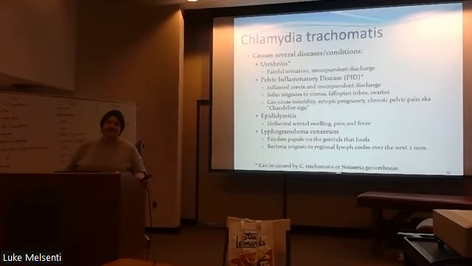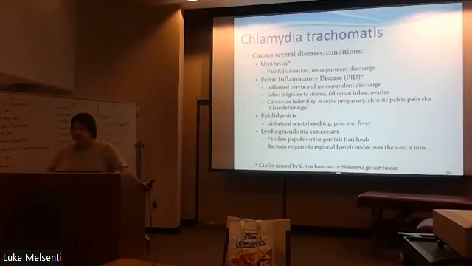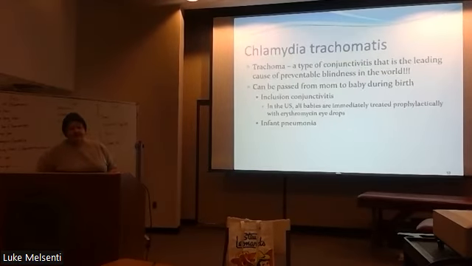This is a painless papule on the genitals. It heals over time, but the bacteria can migrate to the local lymph nodes. So you still can be infected with it. Okay, so trachoma. What does this mean? Chlamydia trachomatis. Trachoma is a type of conjunctivitis. The trachoma from this bacteria is the leading cause of preventable blindness in the world.